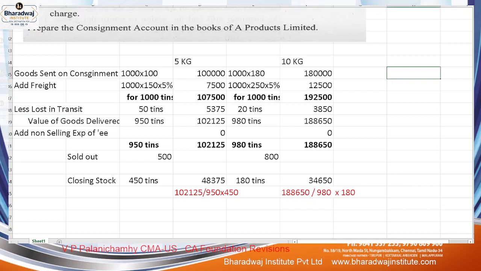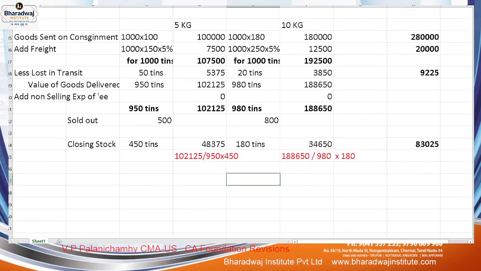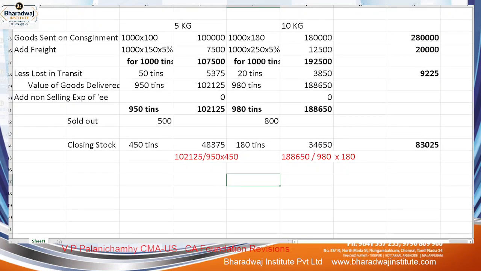Preparing consignment account, we can do it in columnar format or total. Total is what we require. We can just add both and put. Goods sent on consignment, we can add both and put. Freight expenses also we can add both and put. Loss in transit also we can add both and put. Then closing stock also we can add both and put in the consignment account. Take up this. Then let us prepare consignment account.